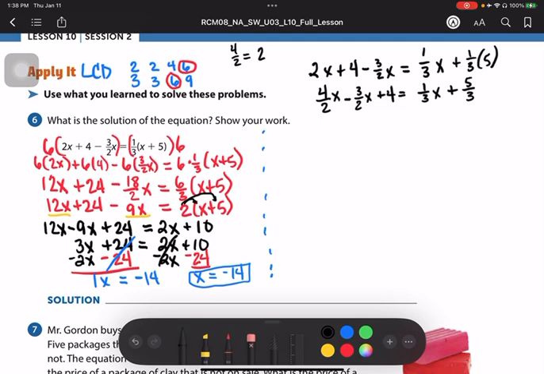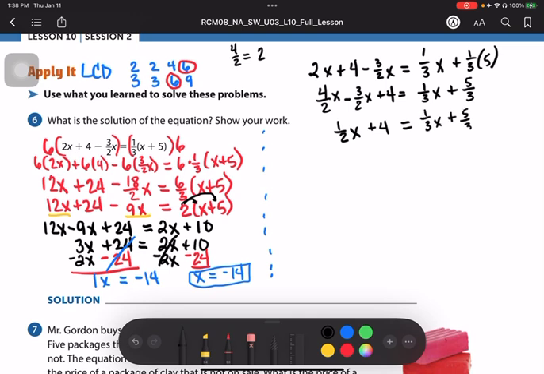Okay, so now on this side, I'm left with 1/2 x when I subtract. Remember, you subtract the numerators and keep the denominators. Plus 4 equals. These are unlike terms, so I have to leave them the same.